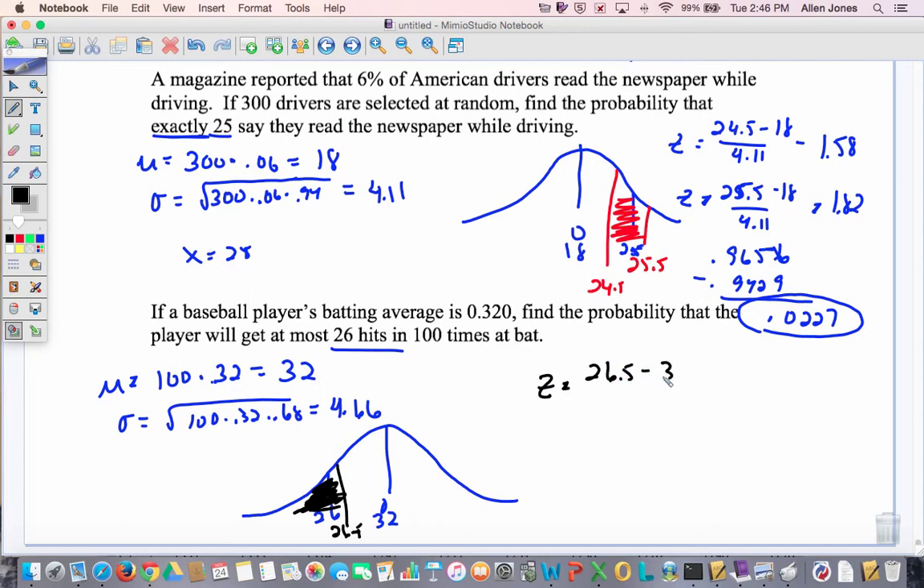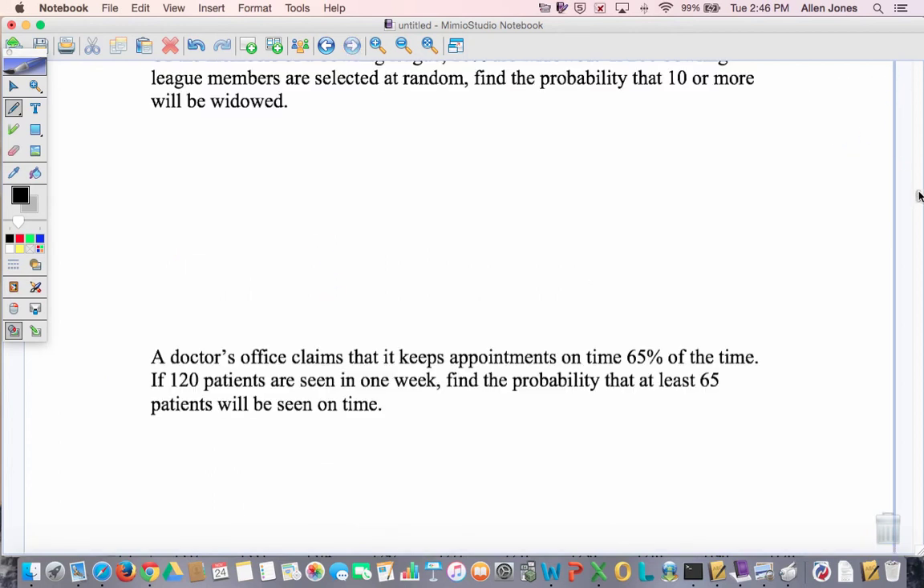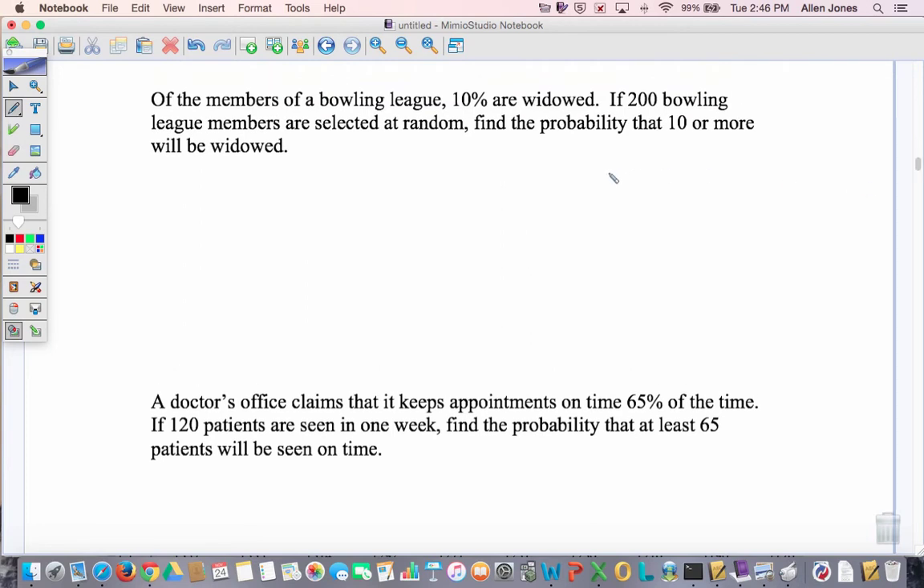So we calculate our z-score. We have 26.5, our correction for continuity, minus 32 divided by 4.66. And that gets me a z-score of negative 1.18. And then when I look that up, my table does again measure the area to the left. So the number I get is 0.1190 from table E. That is our actual solution here because that's the area to the left, and that's the area we were looking for. I think we have a couple more to go through here, so let's take a look at our next page.